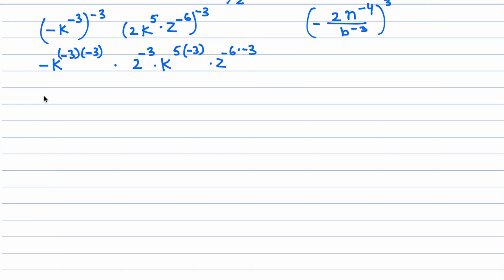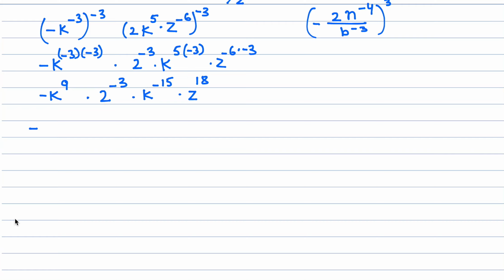Now let's solve them. It's negative k to the power 9 times 2 to the power negative 3 times k to the power negative 15 times z to the power 18. Now it has become an interesting question. Why? Because it's negative k raised to the power 9 and it's k to the power negative 15. So you must be thinking what should be done with this k. This is a negative sign, it's multiplied. It can be here, right?